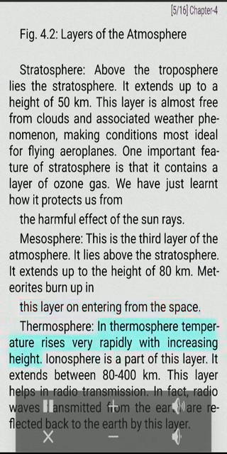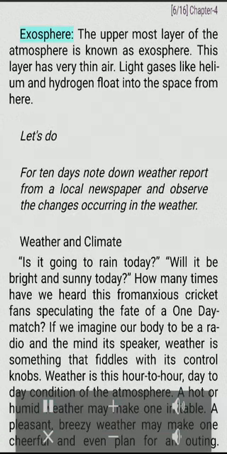Thermosphere. In thermosphere, temperature rises very rapidly with increasing height. Ionosphere is a part of this layer. It extends between 80 to 400 km. This layer helps in radio transmission. In fact, radio waves transmitted from the Earth are reflected back to the Earth by this layer.